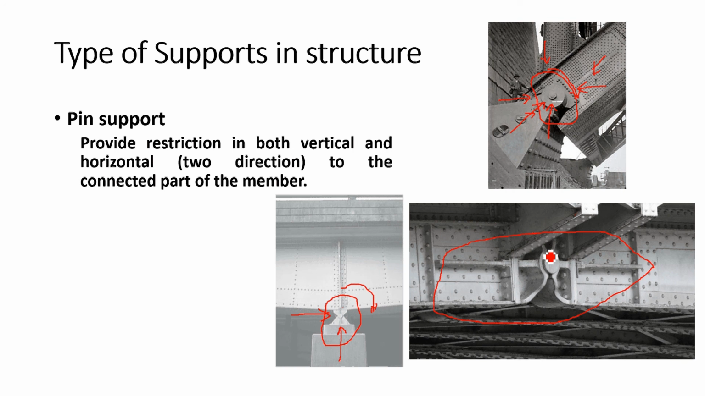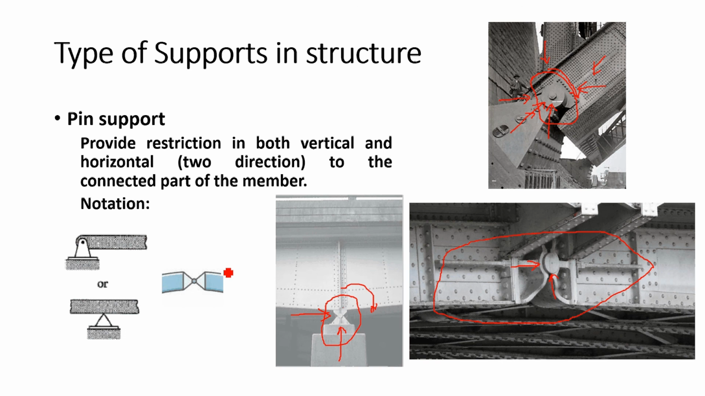This is also a kind of pin support. That means it will provide horizontal as well as vertical restriction. It will never allow either part of the member to move horizontally or vertically. When you try to move in the vertical direction, both members will go down or up at the same time. You won't get any relative movement. That is very important here. It will protect against the relative movement.